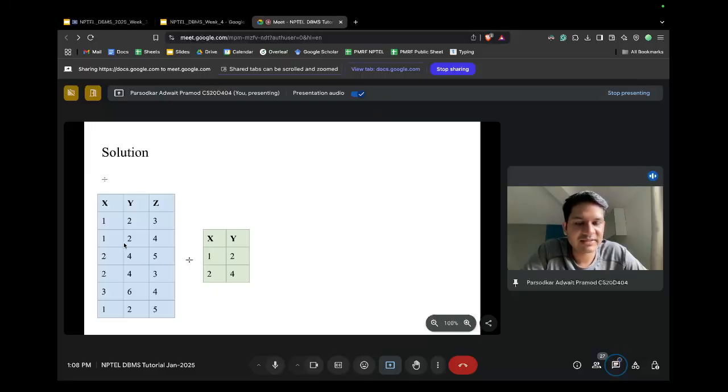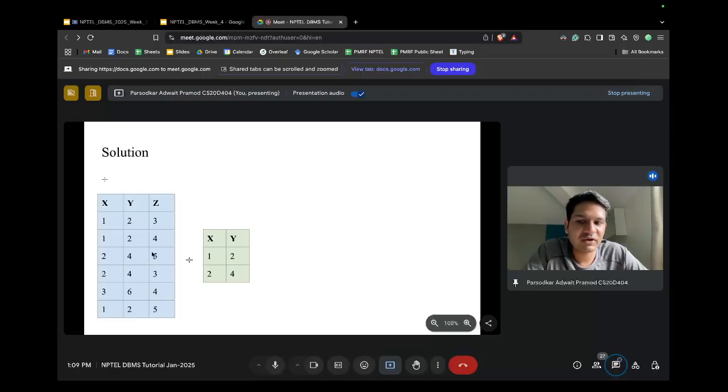Then we looked at the next value of Z, which is 4. I combined it with the green table and I got 124 and 244. Now 124 is present in the blue table, but 244 is not present in the blue table. So 244 is a problematic case, because of which Z equal to 4 should not be in the output.